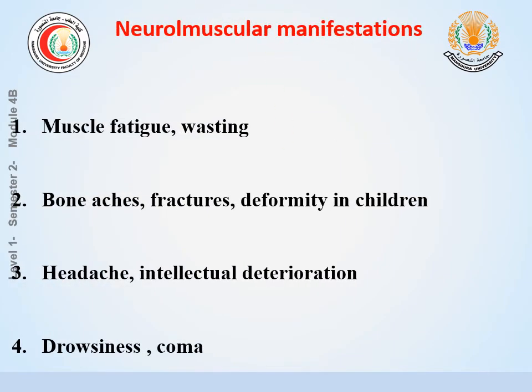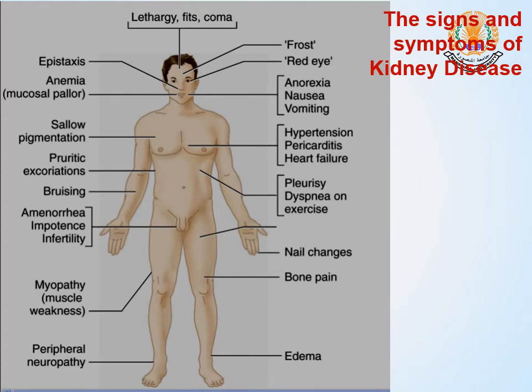Neuromuscular manifestation include extreme muscle fatigue, wasting, bone aches, and deformities, especially in children, headache. Sometimes the patient presents with drowsiness and coma. This figure illustrates or summarizes the signs and symptoms of the kidney disease.